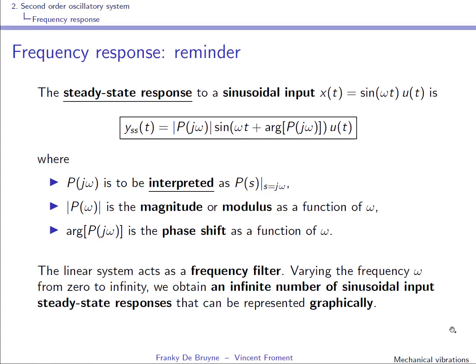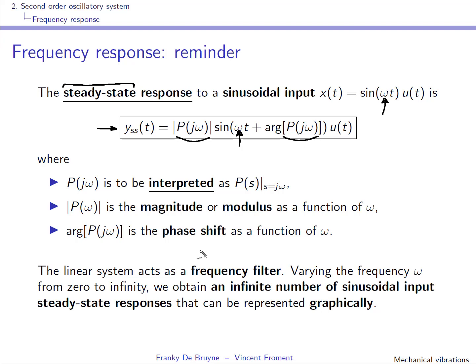Okay, let's have a look at the frequency response of our second order oscillatory system. And for that, we look at the steady state response to a sinusoidal input at a given frequency omega. We know that the steady state response is this thing here. And a word of caution: steady state response means that you have to wait until all transients have disappeared. The steady state response is also a sine at the same frequency. This is by linearity, but it is amplified and there is a phase shift.